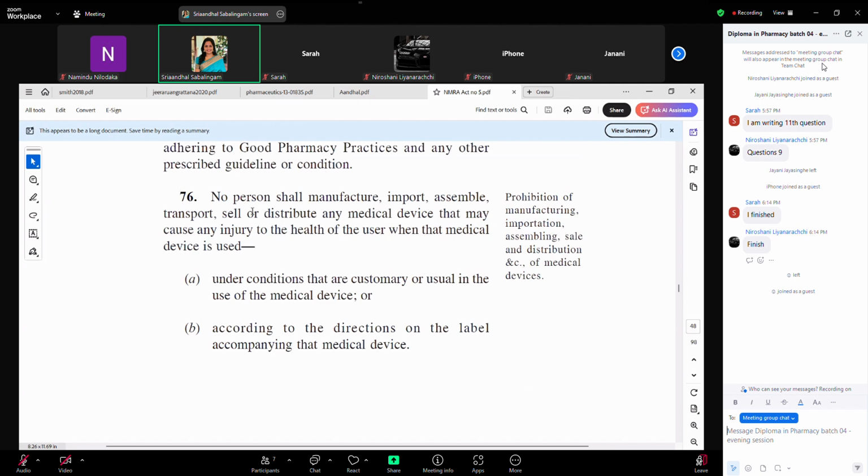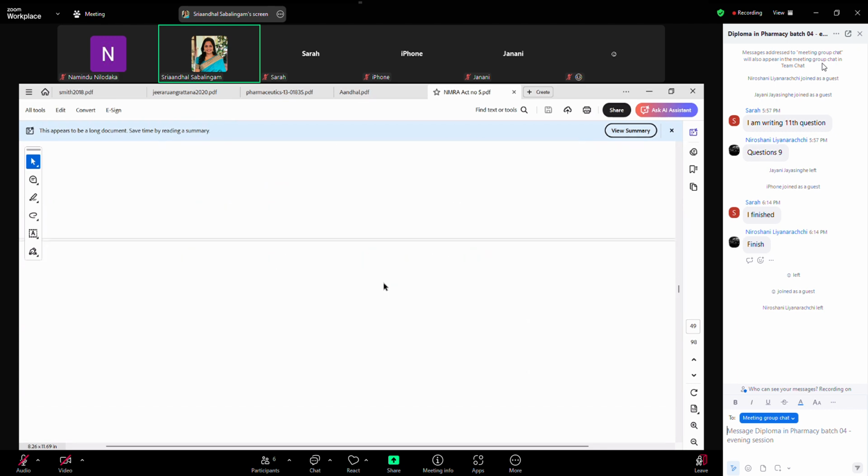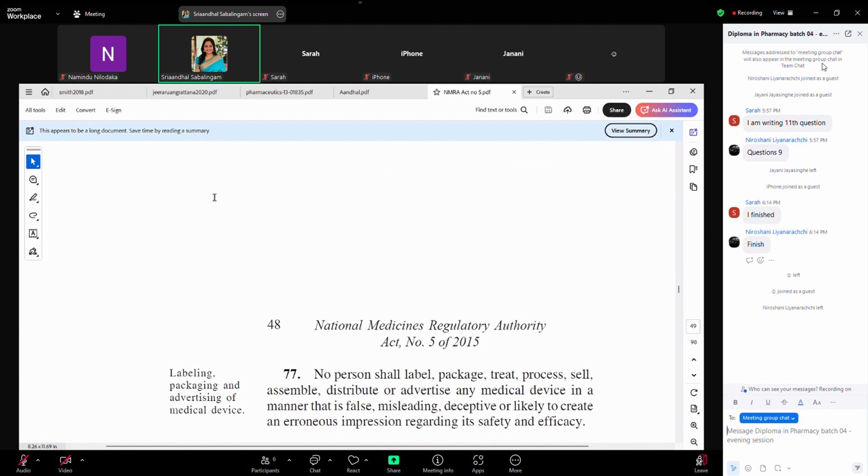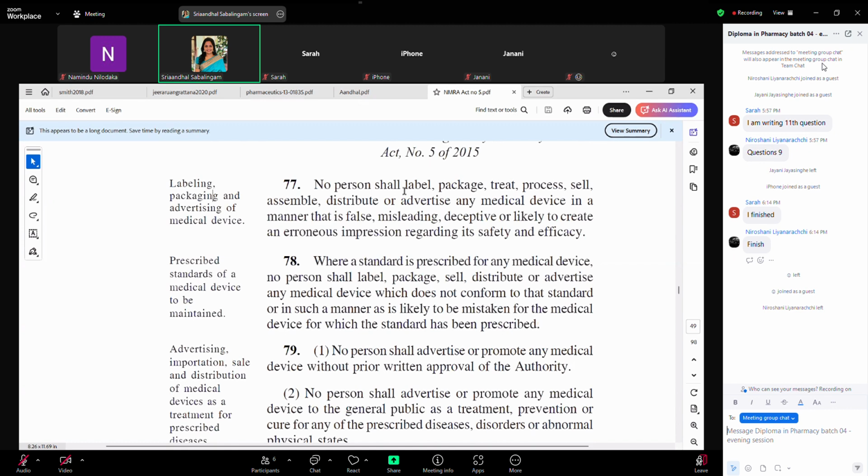So no person shall manufacture, import, assemble, transport, sell, or distribute any medical device that may cause injury to the health of the user when the medical device is used under the conditions that are customary or usual in the use of the medical device, or according to the directions on the label accompanying the medical device. So about the labeling, packaging. No person shall label, package, treat, process, sell, assemble, distribute, or advertise any medical device in a manner that is false, misleading, deceptive, or likely to create an erroneous impression regarding its safety and efficacy, right?